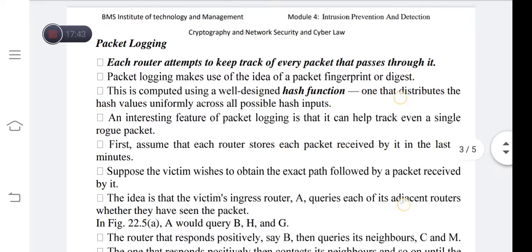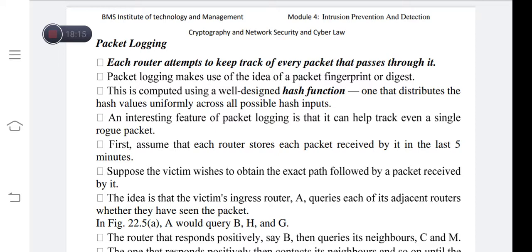Here in the packet marking, what we were doing was that the IP header field was marked by the fingerprint of the router, right? In the packet logging, each router attempts to keep track of every packet that passes through it.